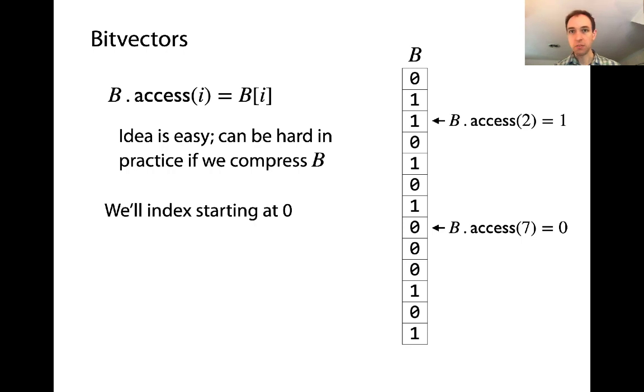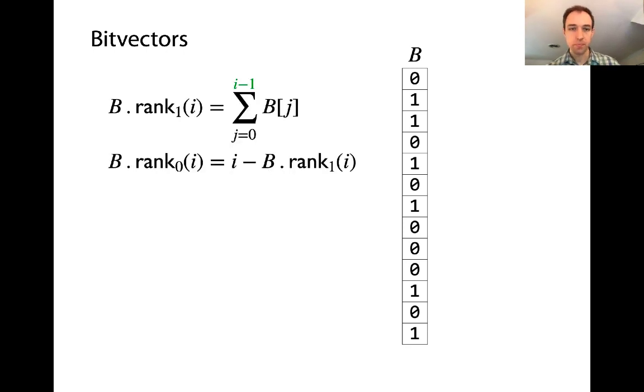Okay, that was access. Let's look at rank. Rank's a little more complicated. So the way rank is defined, and it's important to note that rank has a subscript. Okay, so we see a subscript of 1 here and a subscript of 0 here. Let's ignore this second line for now and just concentrate up here on rank with a subscript of 1. Rank with a subscript of 1 equals the sum from j equals 0 up to I minus 1 of b of j. What's b of j? Well, that's just accessing the bit at offset j.